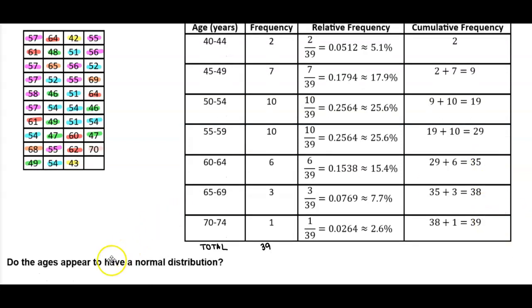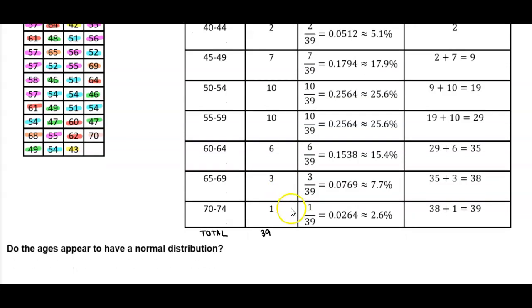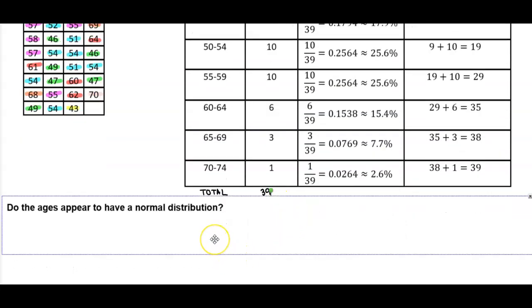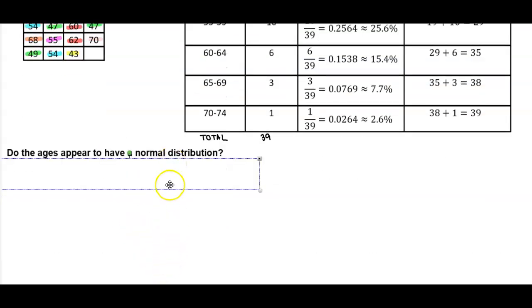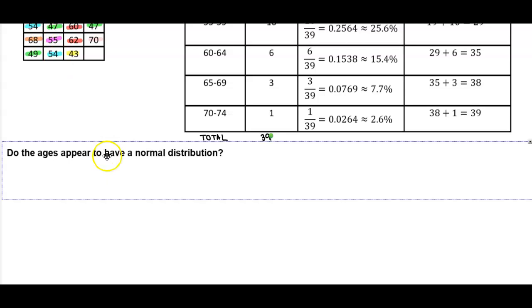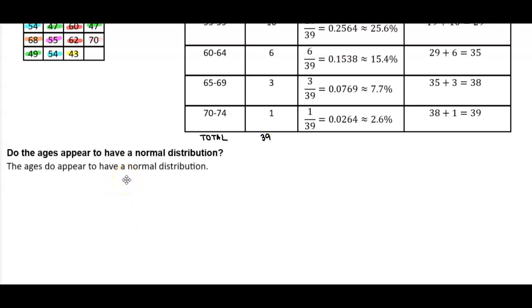Now the question says, do the ages appear to have a normal distribution? Well, if you notice here, it starts low, it gets a little higher, and then it peaks at 10, and it's still peaking at 10. It's going to go back to 6, and then down to 3, and then low. So basically it starts low, it goes high, and then it goes back low again. So this does appear to have a normal distribution. So we would say the following: yes, the ages do appear to have a normal distribution.